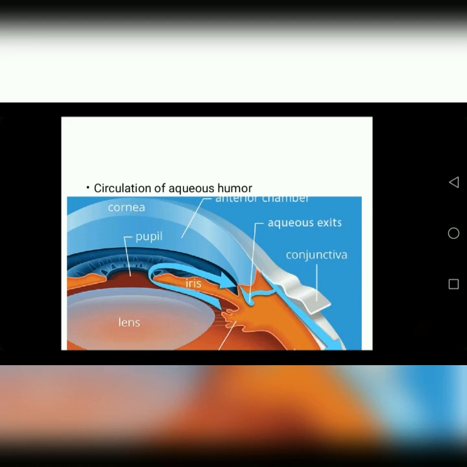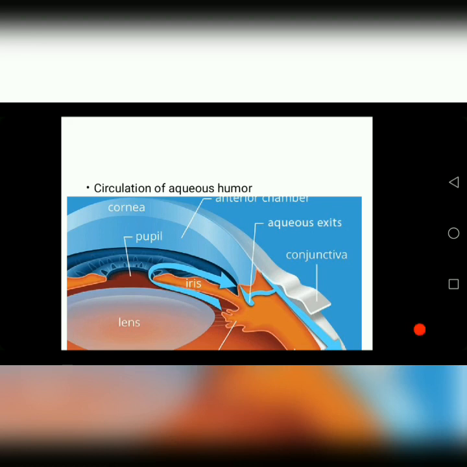The drainage of the aqueous humor depends on two mechanisms. The first mechanism, which is the most important, is through the opening in the iridocorneal angle. The iridocorneal angle, or the angle of the anterior chamber, is formed by the cornea, this is the cornea, its lowest layer, which is called Descemet's membrane, and the base of the ciliary body, and the origin of the iris, also part of the sclera.